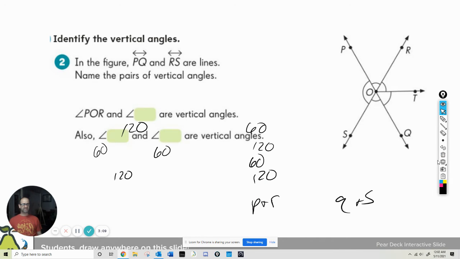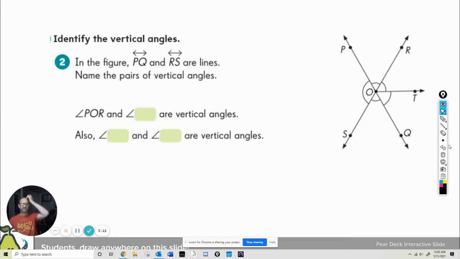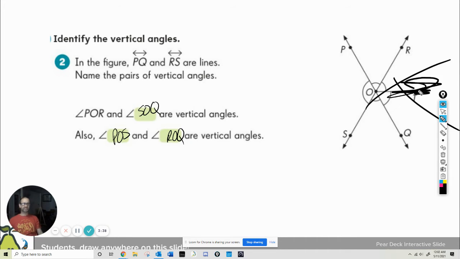Oh, see, then they start getting puzzly with it. So it says PQ and RS are lines. So therefore, POR, and what's the opposite of POR? SOQ are vertical angles. And then also angle POS, and the opposite of POS is ROQ. ROQ are vertical angles. That is an unnecessary distraction, but it's there, so I had to deal with it.